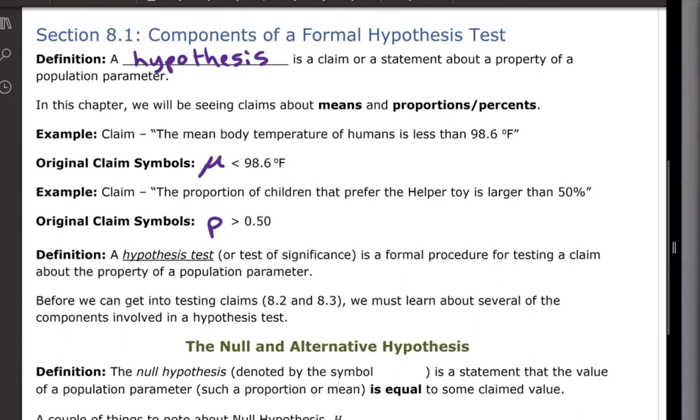Learning about how we test the claim using sample evidence for some of these claims like above. And we'll see that as we go throughout. But first we've got to get all the components ready.